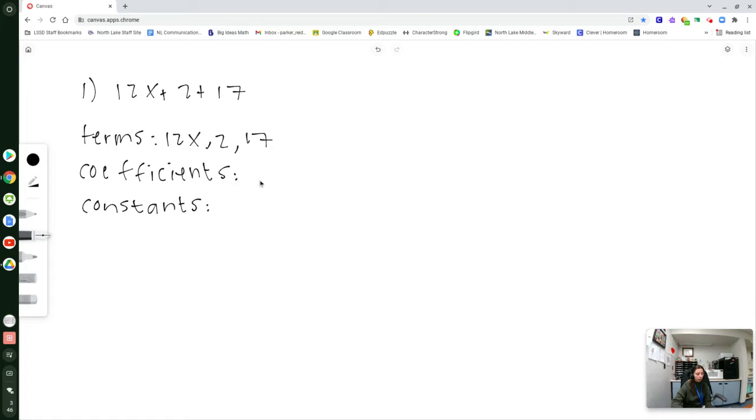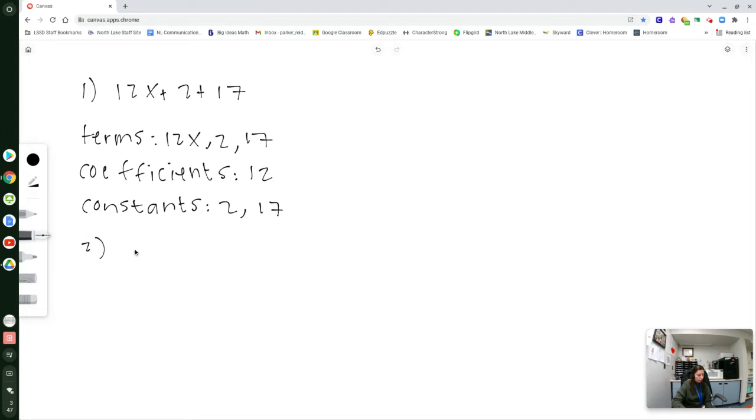Coefficients are numbers that are in front of the variable. I only see one variable here, that is x. The number in front of it is 12, so the only coefficient is 12. And finally, constants are terms that have no variable attached. It's a term that is just a number, no variable. I see two terms that are just numbers with no variable. They're 2 and 17.